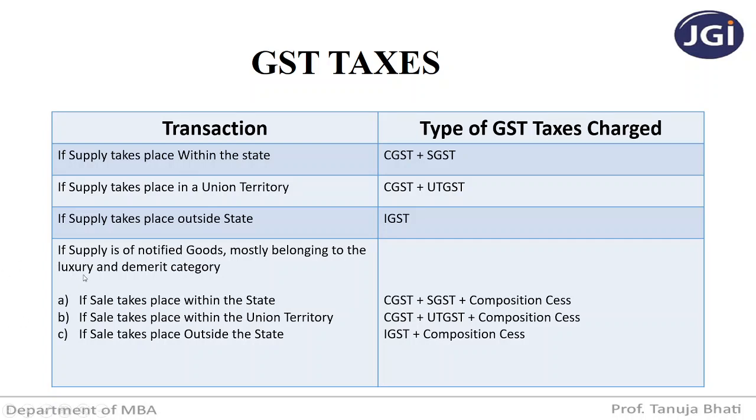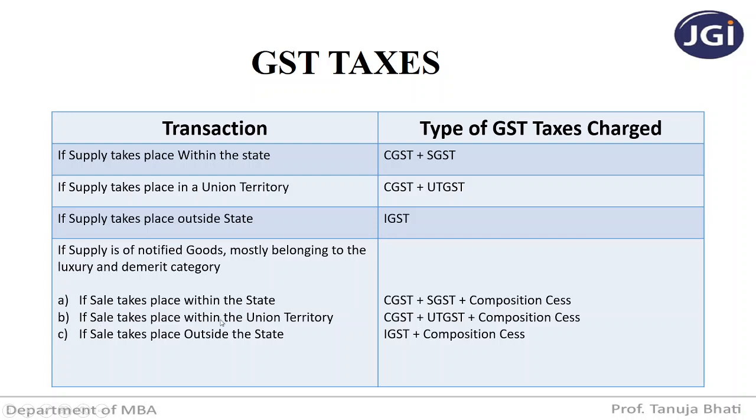Now luxury products, for example, like vehicles, like for example Jeep Compass. On Jeep Compass, government is charging a compensation cess. Or demerit products like sinful products, harmful products like tobacco, government is charging compensation cess. So first, suppose if it is a notified goods, then if sale takes place within the state, you're going to charge CGST plus SGST plus compensation cess only and only if it is a notified product that is belonging to luxury and demerit category.